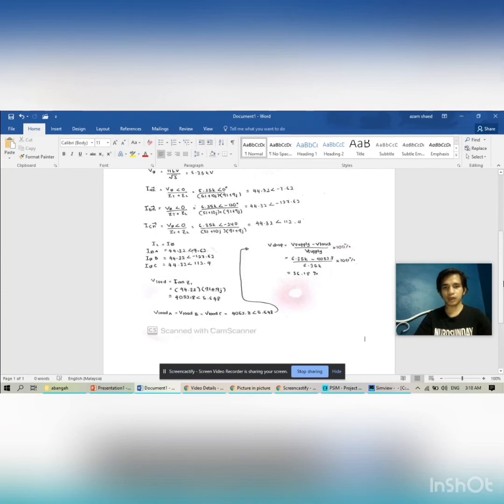We put it in the formula for V drop. V supply, we get 6.35 kilovolt minus 4052.8, divided by 6.35 kilovolt, and multiplied by 100%. So I get the answer for V drop as 36.18%.